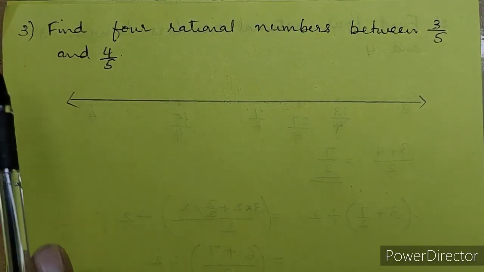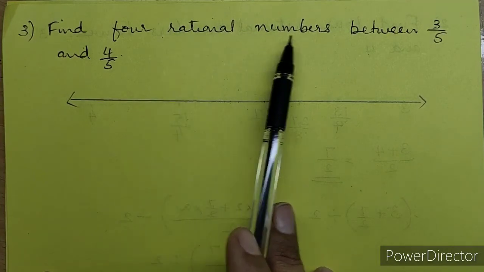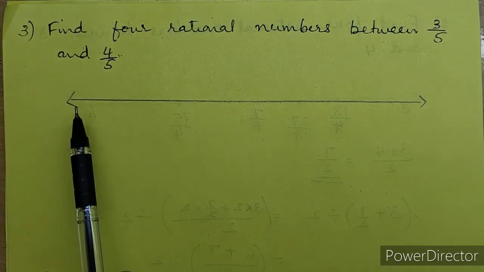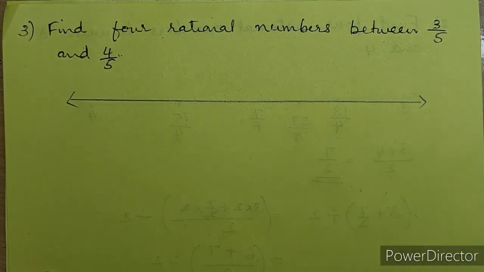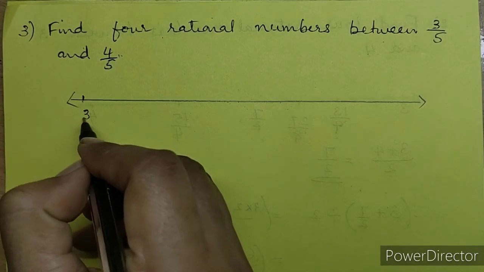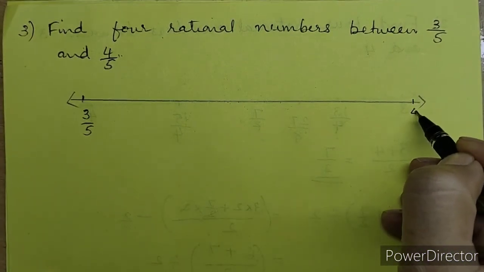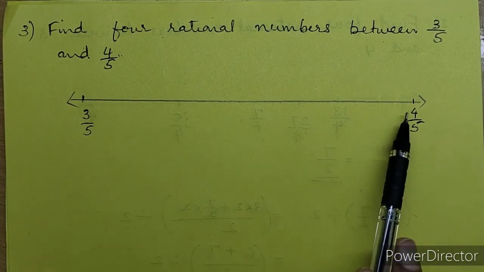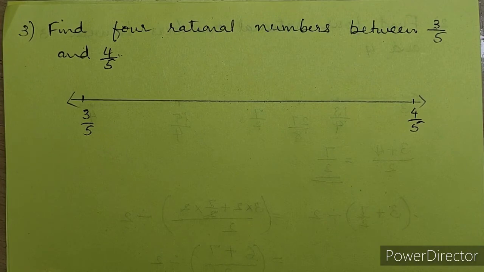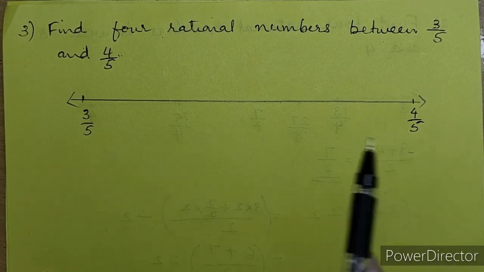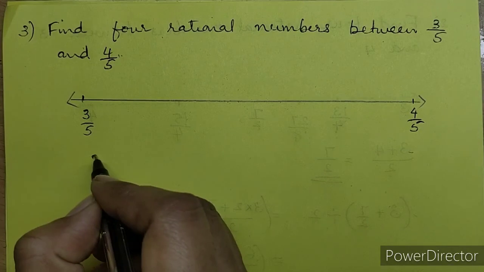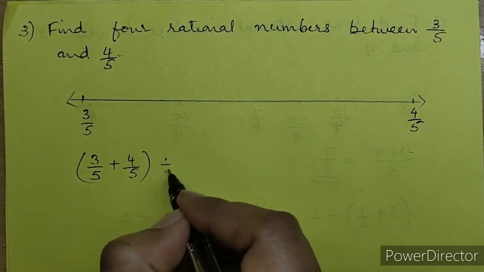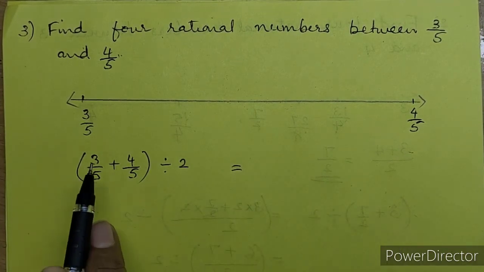One more sum I will show you. Third question. Find 4 rational numbers between 3 by 5 and 4 by 5. As in the previous sum, you have to draw a number line, mark 3 by 5 and 4 by 5 at the extremes. Now you have to find 4 rational numbers in between 3 by 5 and 4 by 5. Same procedure, add the numbers and divide by 2. So that is 3 by 5 plus 4 by 5 divided by 2 equals.